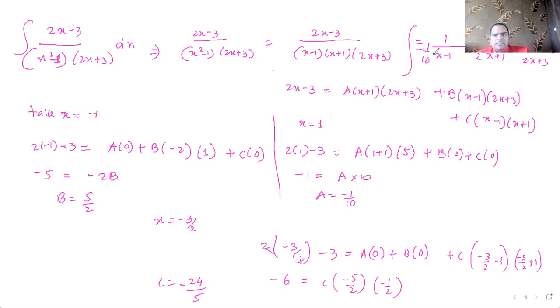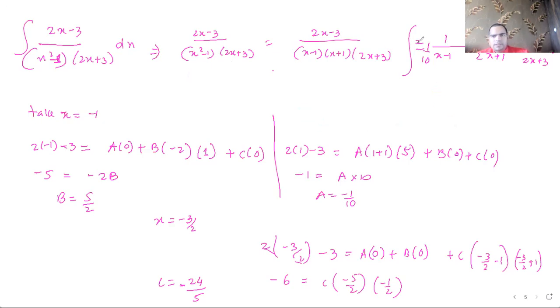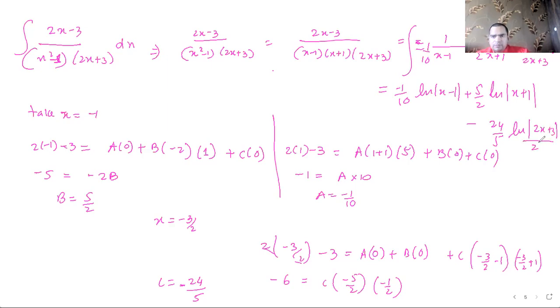When you put in the final integration, I'll just erase this part. The final answer is going to be negative 1 over 10 ln|x minus 1| plus 5 over 2 ln|x plus 1| minus 24 over 5 ln|2x plus 3|, but don't forget to divide by the coefficient of x. Here the coefficient of x was 1, but here the coefficient of x is 2, so do not forget to divide by that. This is going to be the integration of this particular fraction.